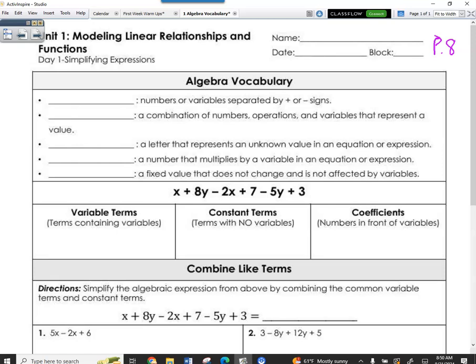At the top, we've already got the definitions. We're just going to write the words. What is the word to describe numbers or variables that are separated by plus or minus signs? Terms.